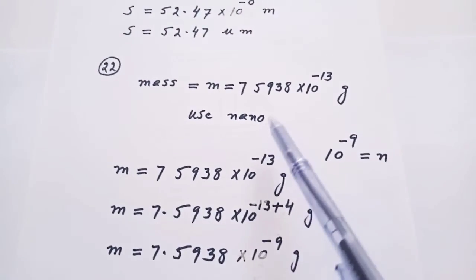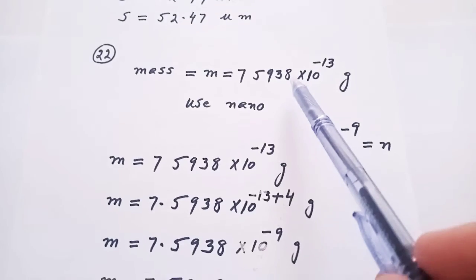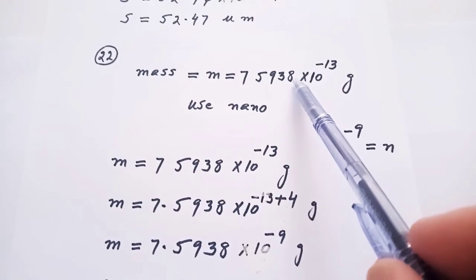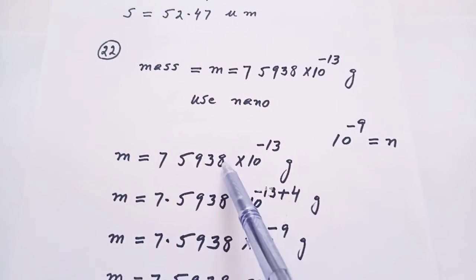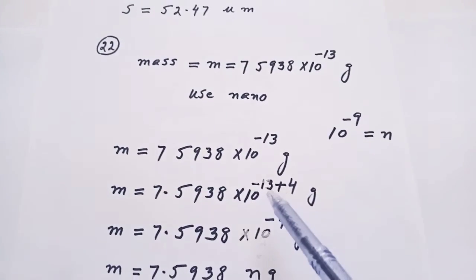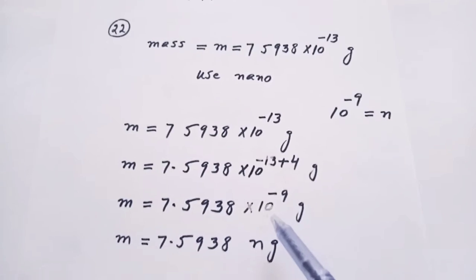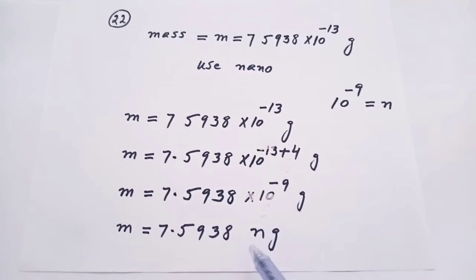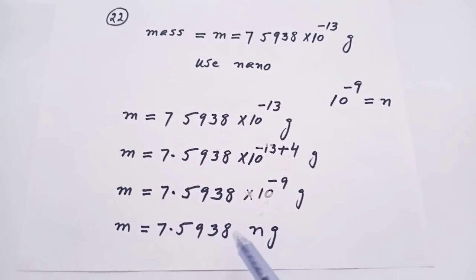Also here use nano as the prefix. So when this point is shifted through the 4 digits, then the power increases by 4. Minus 13 plus 4 is minus 9, and 10 power minus 9 is nano. So nano is the prefix here.